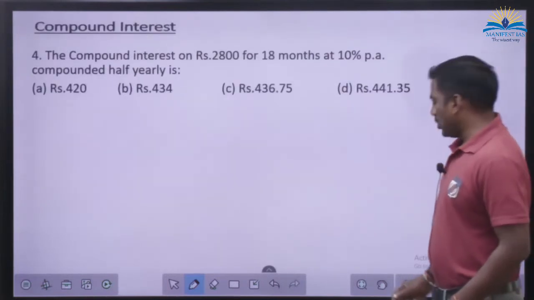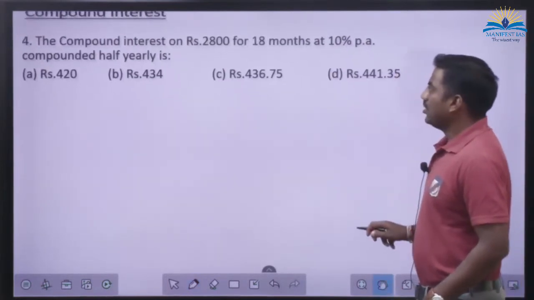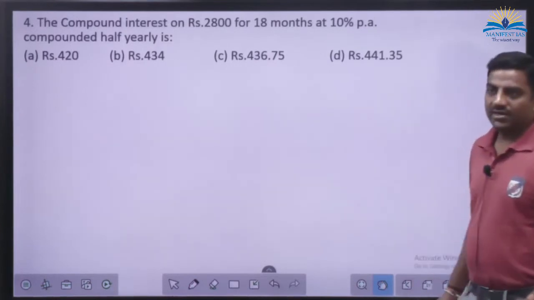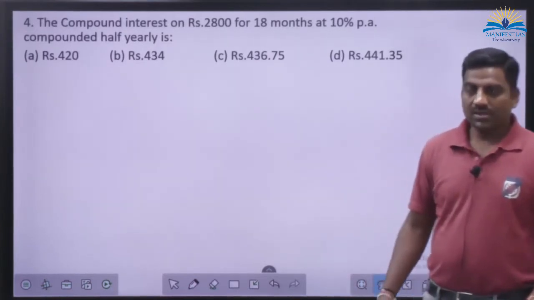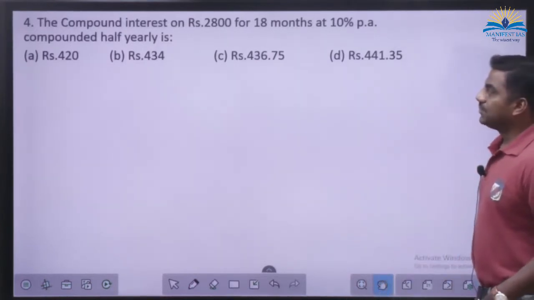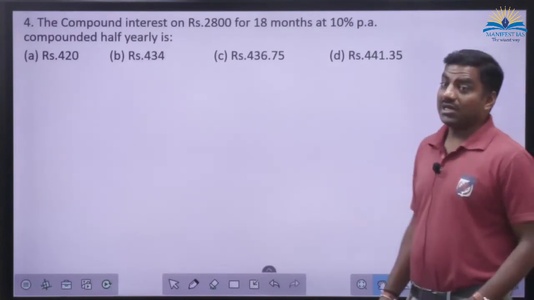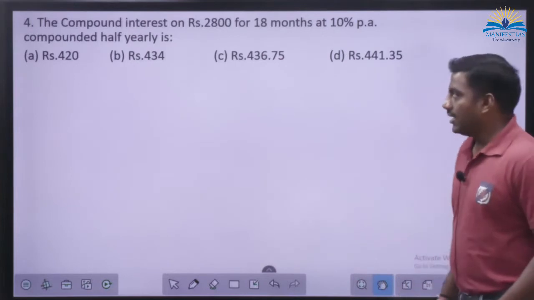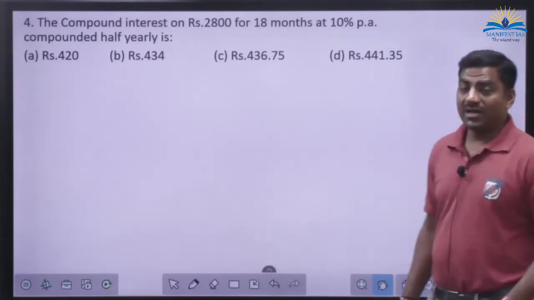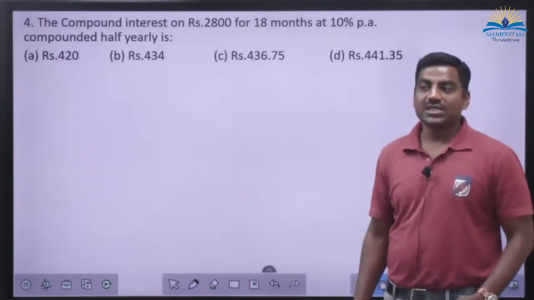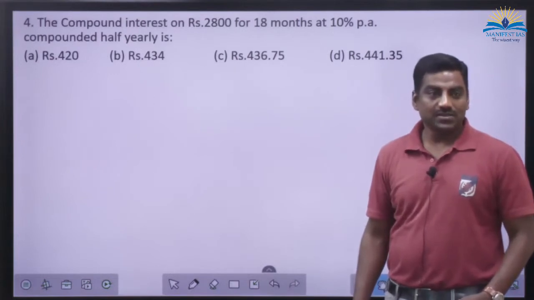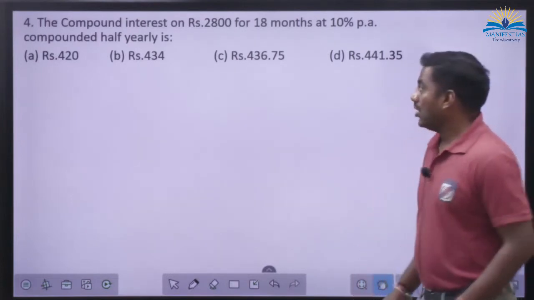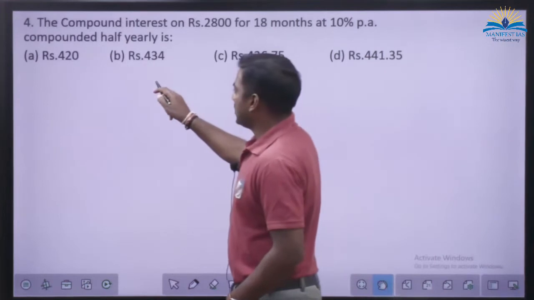The compound interest on rupees 2,800 for 18 months. See here, 18 months, at 10% per annum. It is not per 6 months. It is for 1 year. Compounded half yearly. That means the calculation is happening at 6 months, every 6 months. So, first of all, your balance is how much? 2,800.